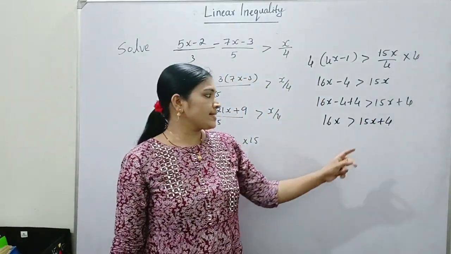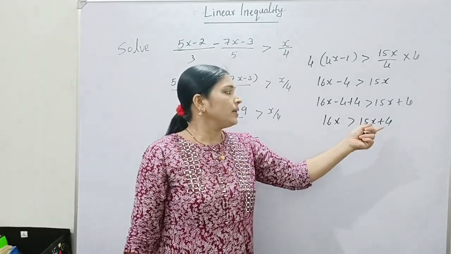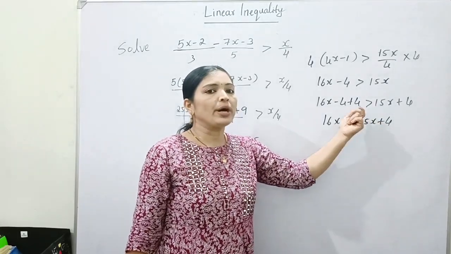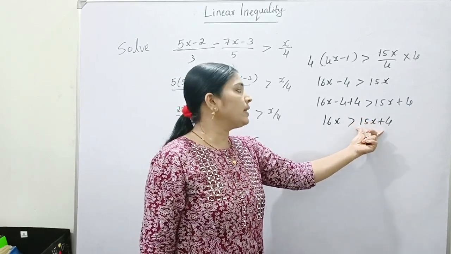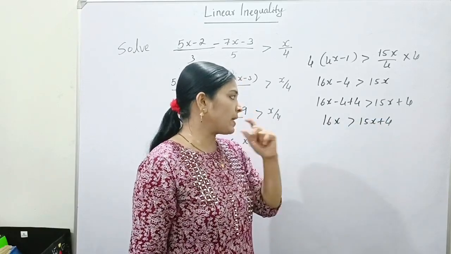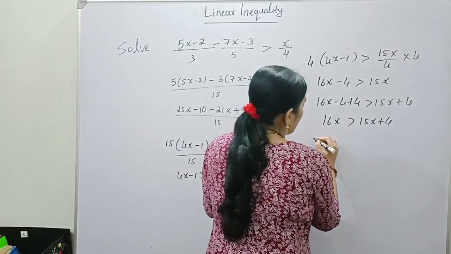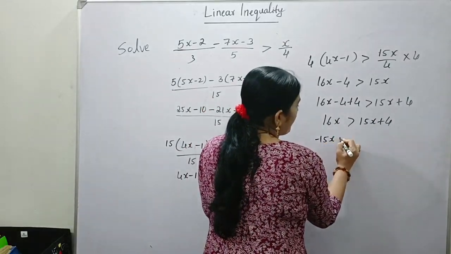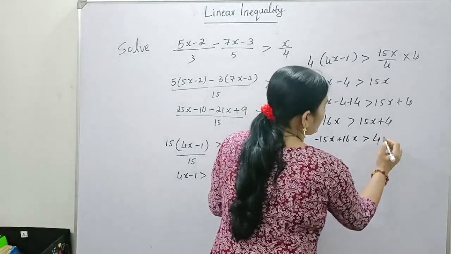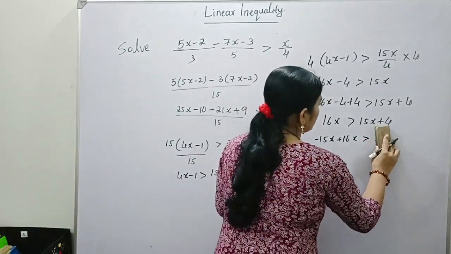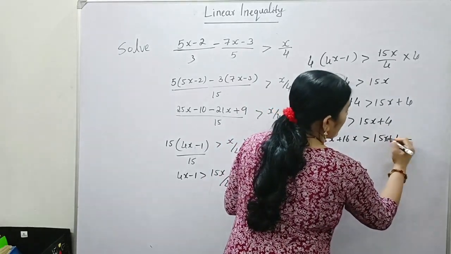Now, what is the next step? Here we have to clear the x terms on the right side. We have to cancel x terms. So let us subtract 15x on both sides, so that minus 15x plus 16x greater than 4, and 15x plus 4 minus 15x.